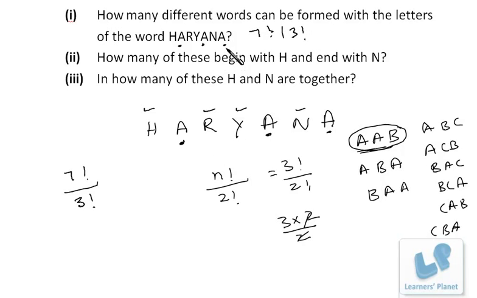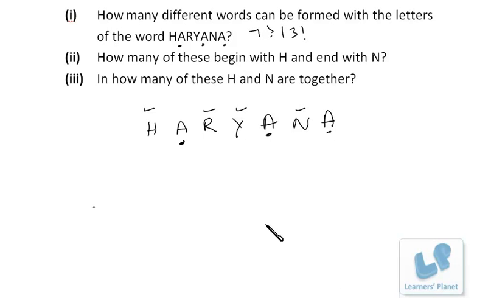Now let's take the second case. Now, in this case, how many of these begin with H and end with N, right? Now I have 7 places. 1, 2, 3, 4, 5, 6, 7. For the first place, H is fixed. For the last place, N is fixed, right? So here we have just one choice. Here we have just one choice.